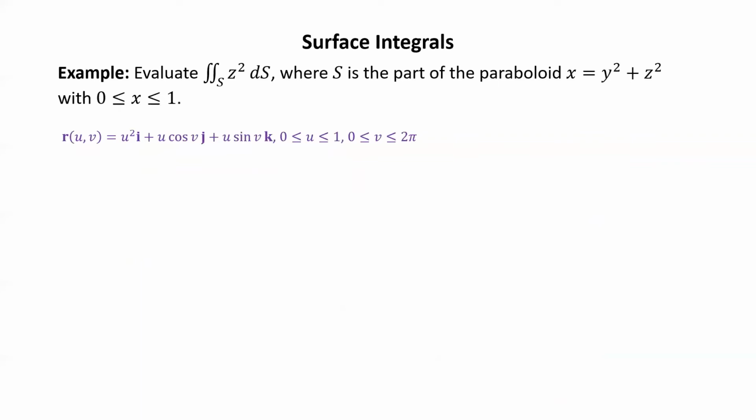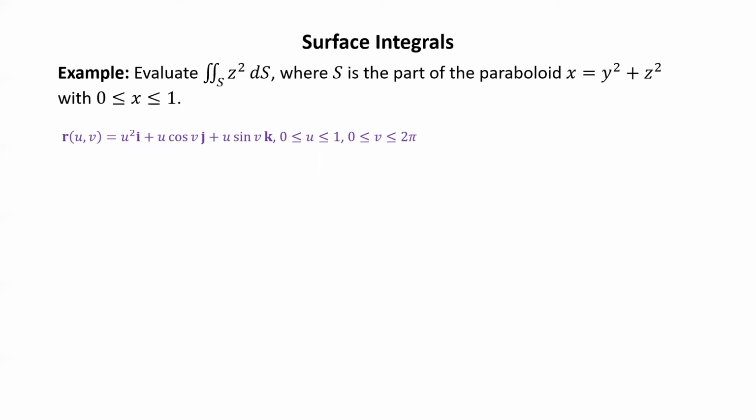Okay, let's start by parametrizing this paraboloid. There are many different ways to parametrize it. Let me parametrize it by letting y equal u cosine v and z equal u sine v. And then since x is y squared plus z squared, it follows that x is u squared cosine squared v plus u squared sine squared v, which is u squared times cosine squared v plus sine squared v. So that's u squared times 1, which is just u squared. So that's where that u squared comes from for the x component.